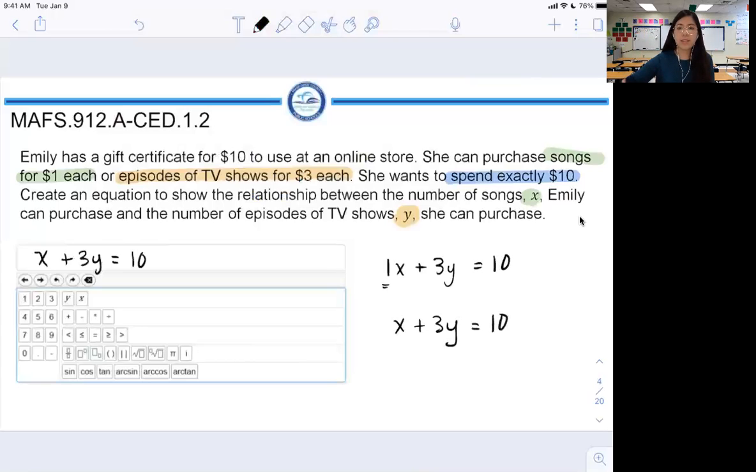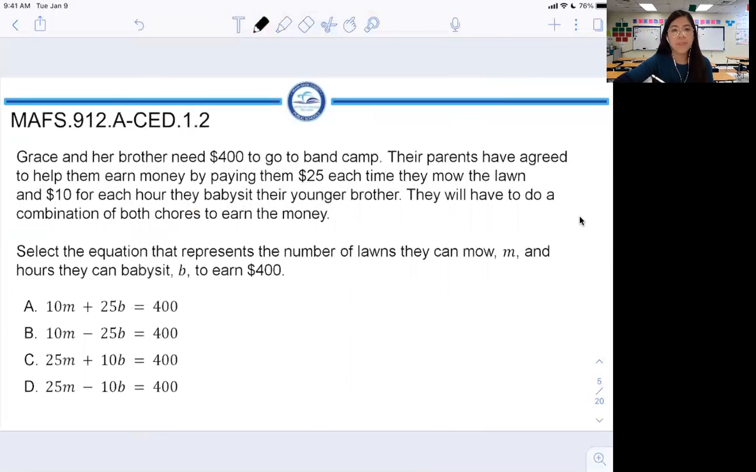But anyways, back to this. So this was question number 1. Let's go ahead and go on to the second one.